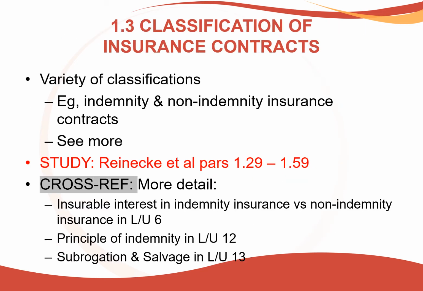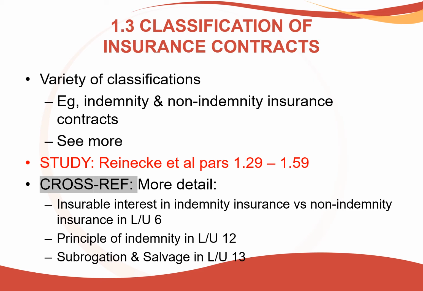There are many different classifications of insurance contracts. One of the most important is the difference between indemnity and non-indemnity insurance. In indemnity insurance, the indemnity principle is applicable, and it's all about making good the loss, to indemnify you against the loss that you've suffered. Whereas in non-indemnity insurance, it's about compensation, non-patrimonial matters.